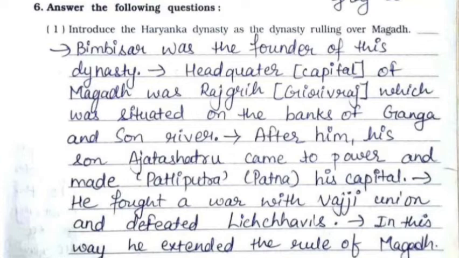Bimbisara was the founder of this dynasty. Headquarter or the capital of Magad was Rajgiri, that is Girivraj, which was situated on the banks of river Ganga and Sun river. After him, his son Ajatshatru came to the power and made Patliputra, that is Patna, his capital. He fought a war with Vajji Union and defeated Lichavis. In this way, he extended the rule of Magad.